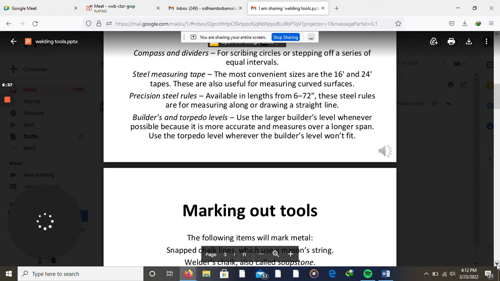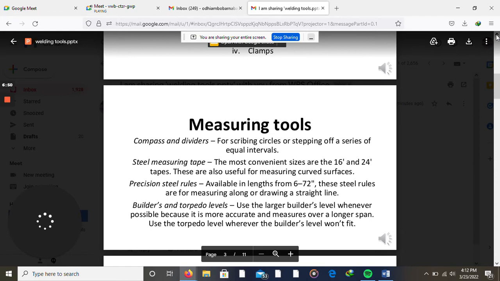Yes, Videlis? It is only showing the marking out tools. Scroll upward. Okay, let me scroll. Are you seeing now?